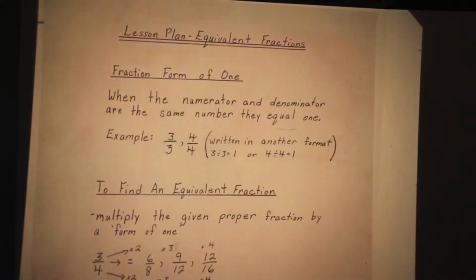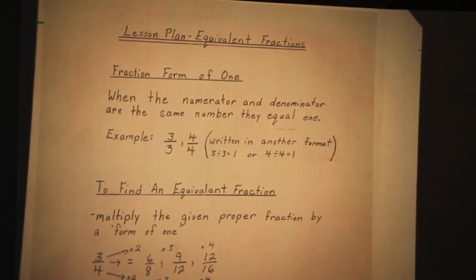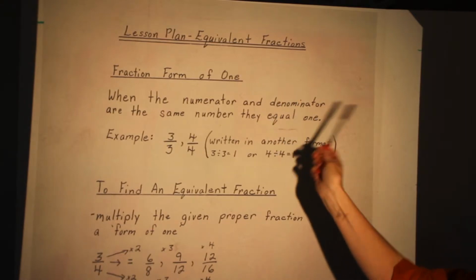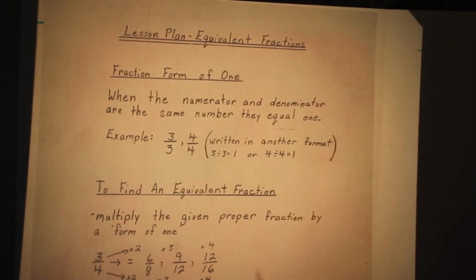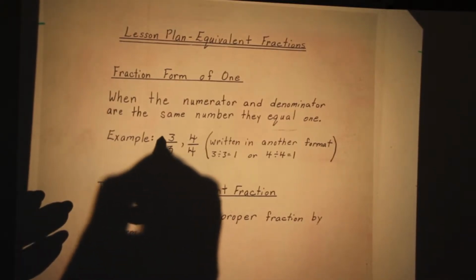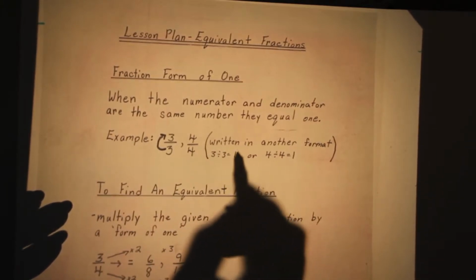And we're looking at the equivalent fractions. The fraction form of 1 is where this comes into play. When the numerator and denominator are the same number, they equal 1. Going back to your division, 3 into 3. How many times can you get 3 out of 3? You can get it once.